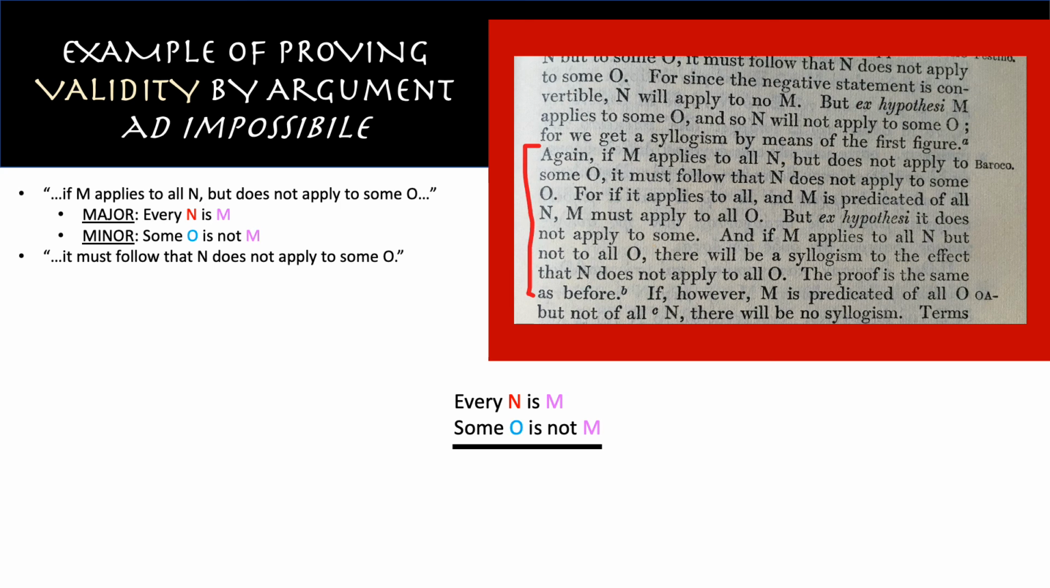Here's the next part of the quotation. It must follow that N does not apply to some O. In this part of the quotation, Aristotle is stating the conclusion he wants to prove follows necessarily from the two premises he just gave. The conclusion in question is some O is not N.